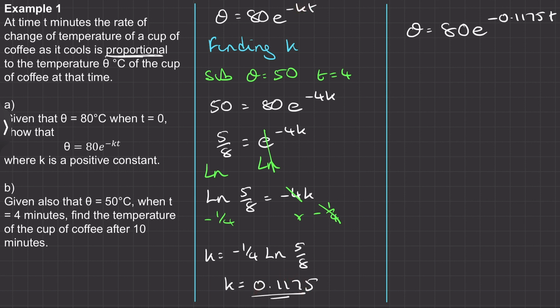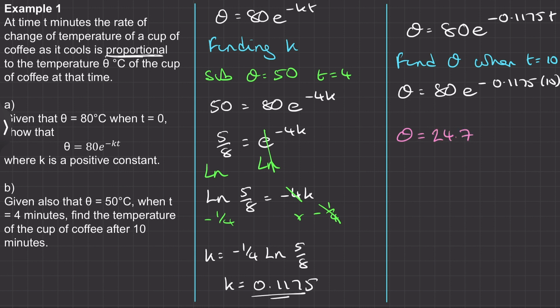So finally, we're asked to find the temperature of a cup of coffee after 10 minutes. We're going to find theta when t equals 10. So we'll substitute 10 into our model. So theta equals 80 e to the minus 0.1175 times 10. And this gives us that theta is equal to 24.7 minutes. Okay, let's move on to question 2, which is inverse proportion.